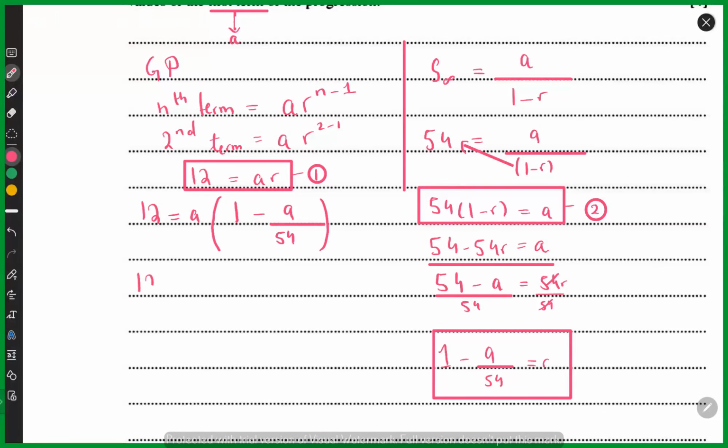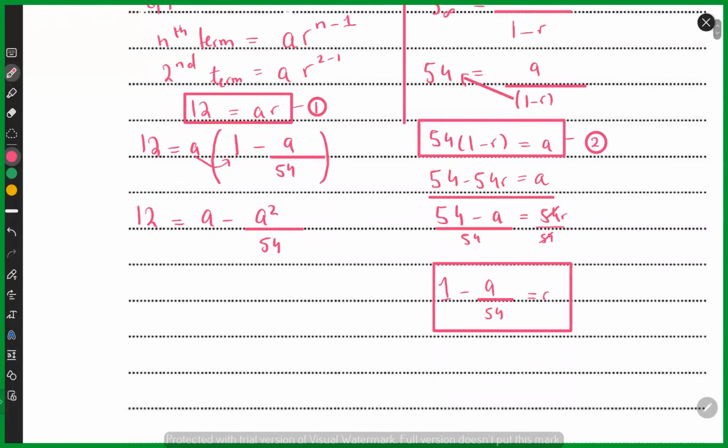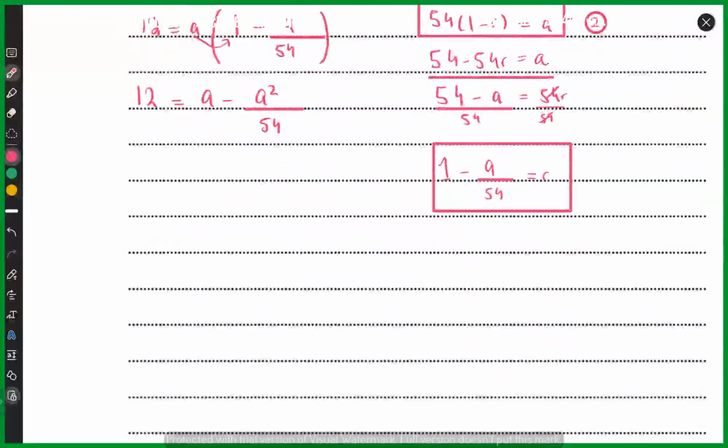So 12 is going to come as it is. A multiplied by 1 is going to give you a minus a squared divided by 54. Okay. Next, I am going to just simplify more. I'll bring everything on this side. So a squared divided by 54 minus a plus 12 is equal to 0.